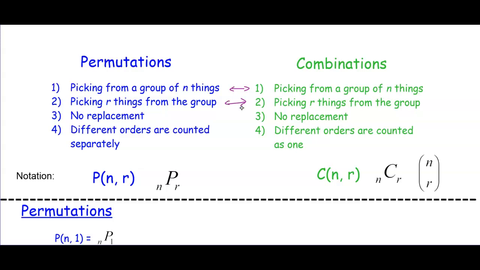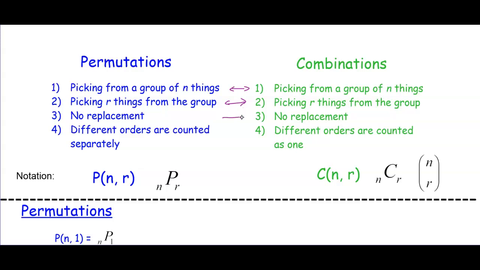Then you pick some of them. Like in the club example, we had the 8 people and we picked 3 to represent the club. If you're playing poker, you've got 52 cards and you pick 5 of them. So there's 2 numbers involved here. How big is the group, and how many are you picking from the group?